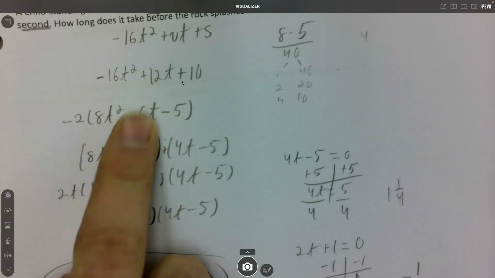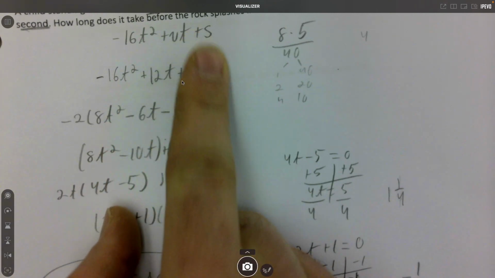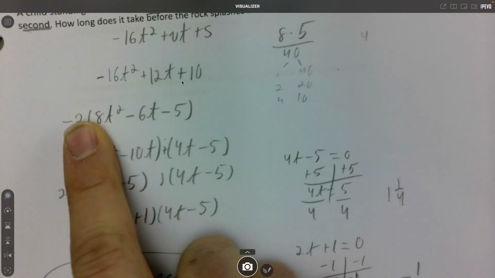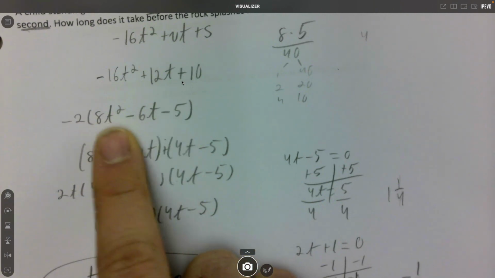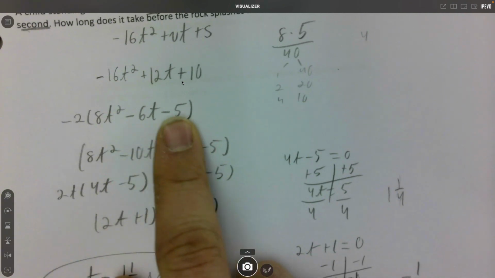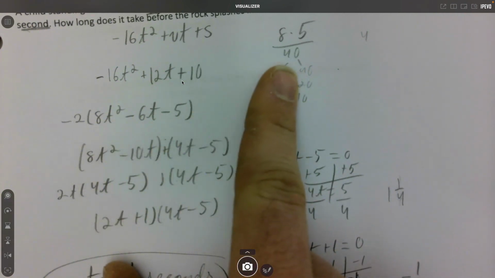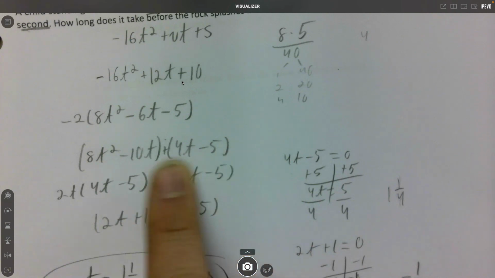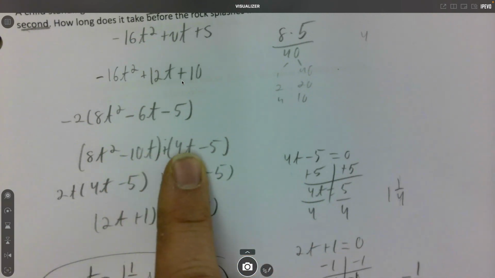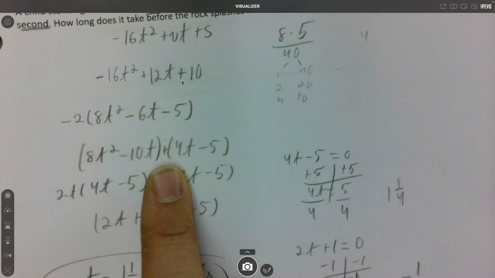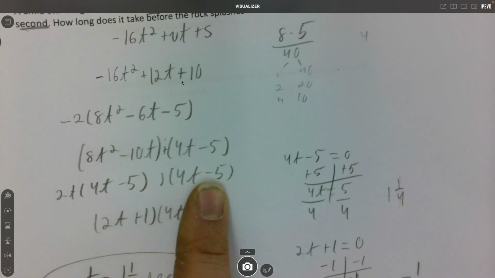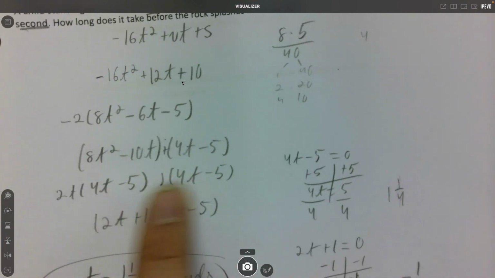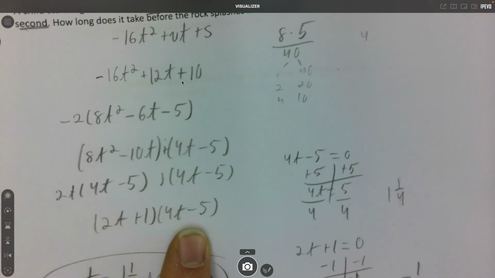The students put 12 in for velocity, 10 for starting height, and they factored out a negative 2. 8t squared minus 6t minus 5 is the trinomial you're left with. They found the factors of 40 and used 10 and 4. Negative 10 plus 4 is negative 6, so that works. 4t minus 5 and 4t minus 5 are the group, and they factored out a 2t and a 1. 2t plus 1, 4t minus 5.